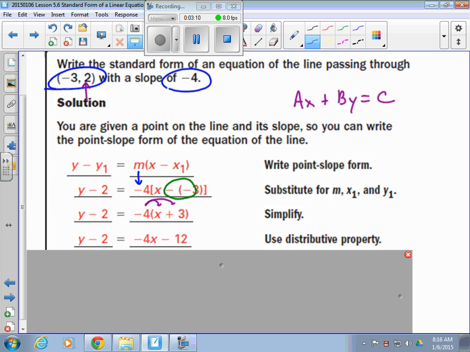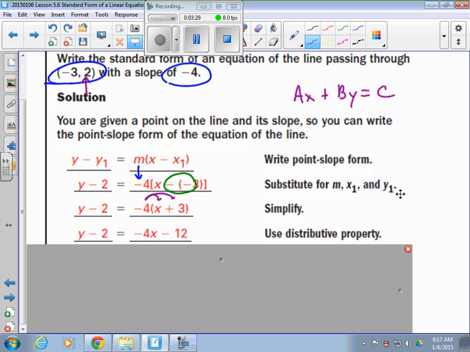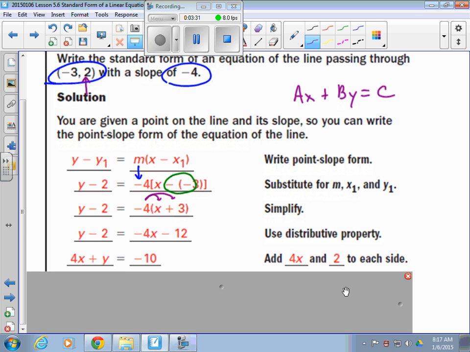So we're almost to standard form. We have to do 2 more things. You cannot put y and -2 together because they're not like terms. You can't put -4x and -12 together because they're not like terms. So now you've got to start moving stuff across that equal sign. You want both your Ax and your By to be on the left side. They kind of take it for granted that you can get to that on this step right here.